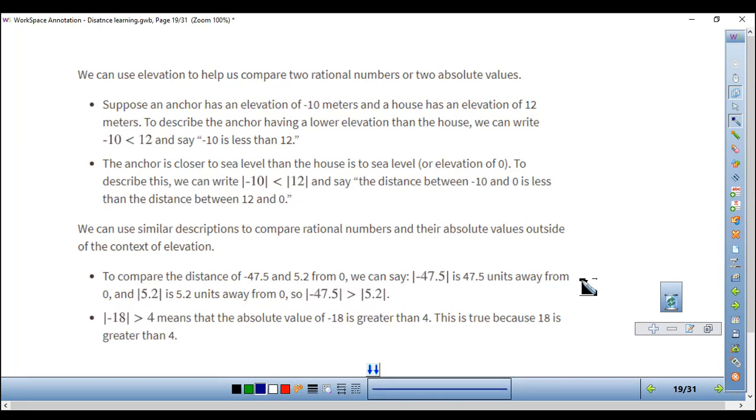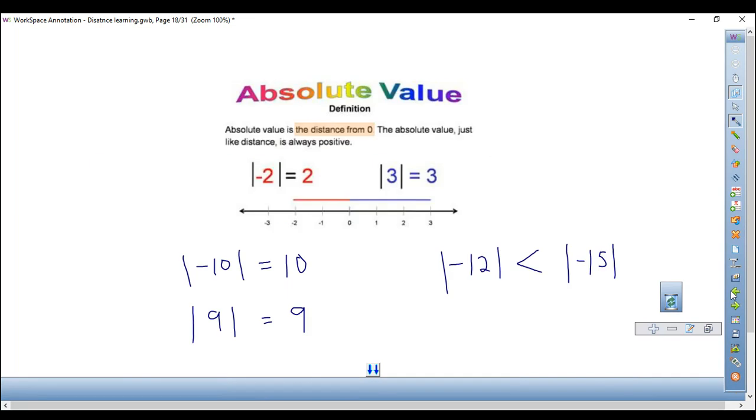So anyway, that's it for this week. Like I said, absolute value is definitely the main thing to get out of it. These new symbols, that new term, and ordering positive and negative numbers.